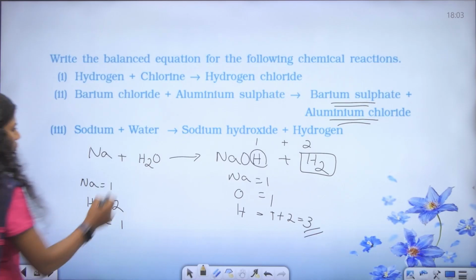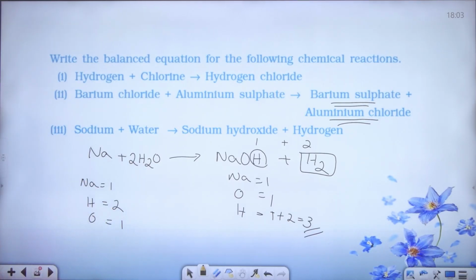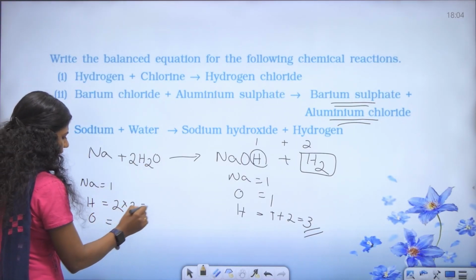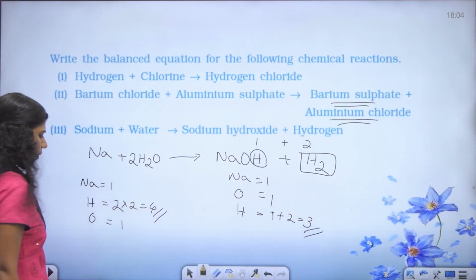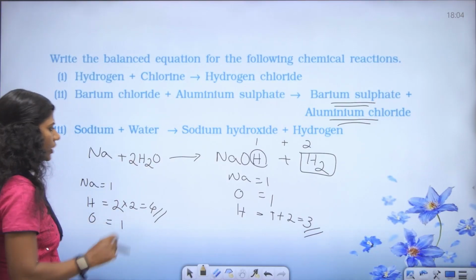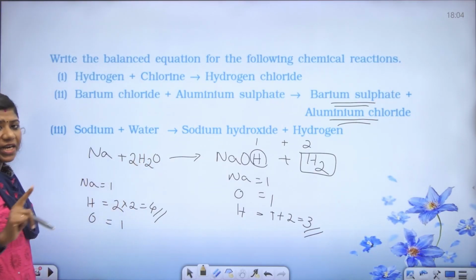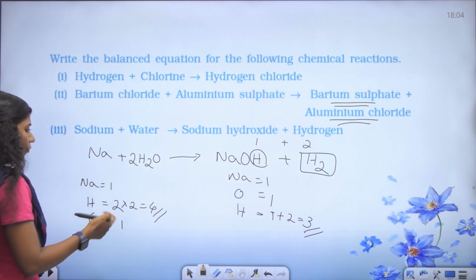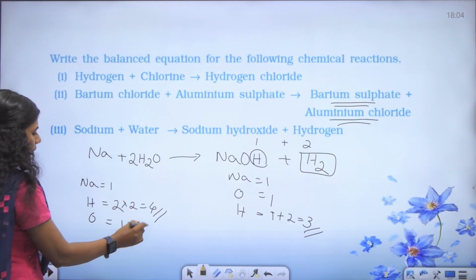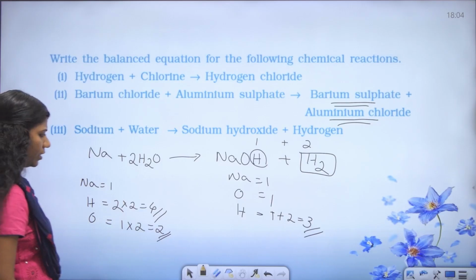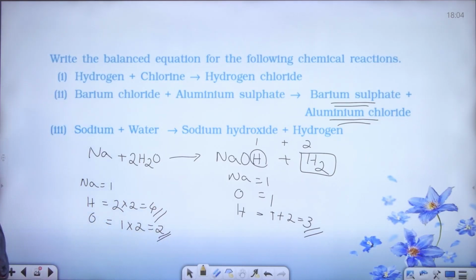I will put 2 here, 2 molecules of water. Then the number of hydrogen atoms 2 into 2 is equal to 4. And now the number of oxygen atoms is also changed. 1 molecule of H2O contains only 1 oxygen atom, so 2 molecules of H2O, 2 into 1, is equal to 2 oxygen atoms. Then on the product side, the number of oxygen atoms is only 1.